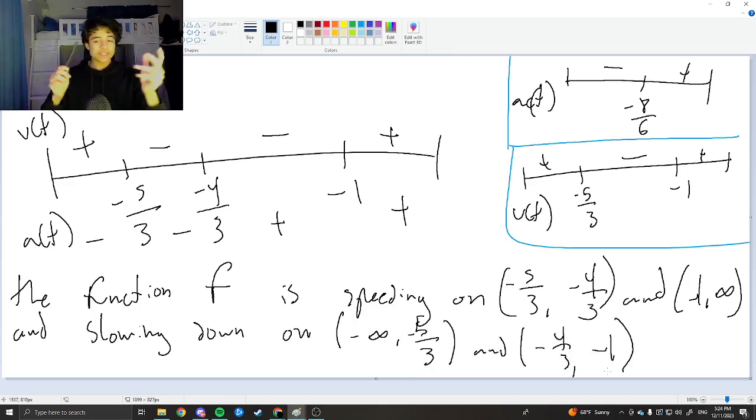So for this section, all you need to know is that the relationship between the two is if your function is both decreasing and concave down or increasing and concave up, if the signs of the two agree with each other, it is speeding up. And if they are different, if it's increasing and concave down or if it's decreasing and concave up, your function is slowing down. That's it for this section.